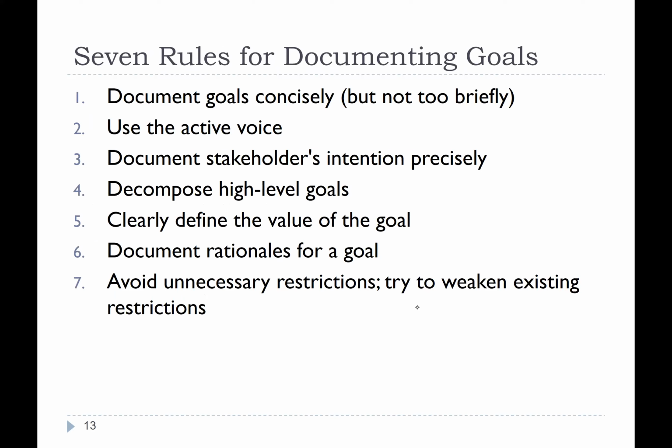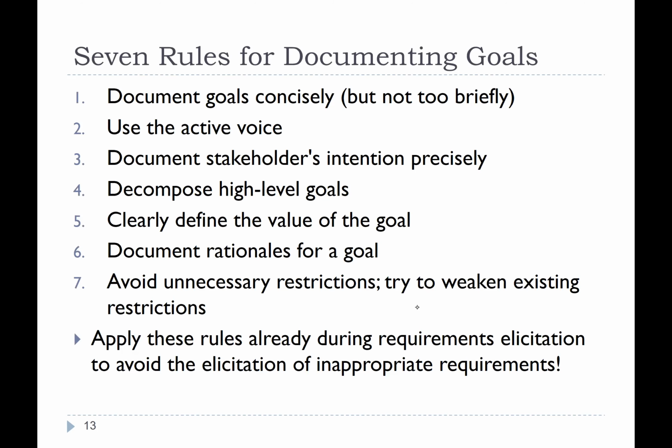When you document goals, just like when documenting really anything, there are 7 rules that should apply to anything you document in the world of software engineering: be concise, use an active voice, document the intention, decompose it if there needs to be. What is the business value? What is the reason why we have that goal? And avoid any unnecessary restrictions, okay? Restrictions tend to be our worst enemy, and we like to have everything loose so we have the highest level of flexibility when it comes to development, and the highest level of flexibility when it comes to reuse at a later stage.